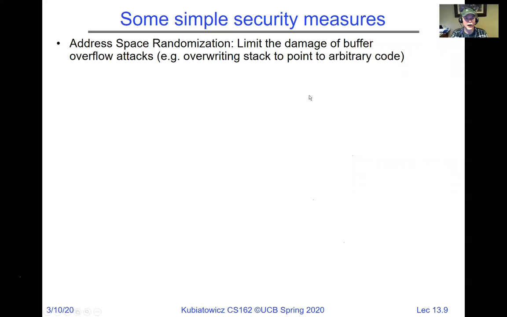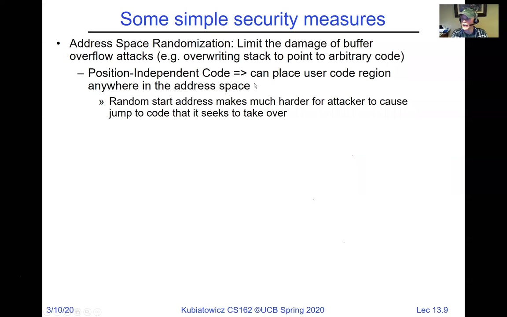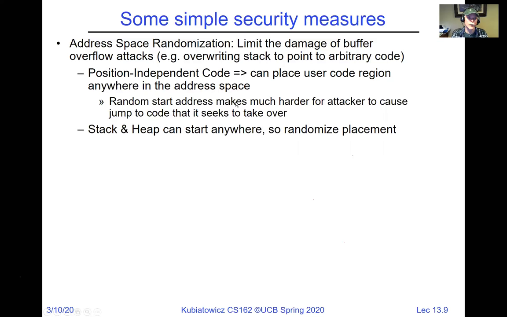And so one of the ways that modern systems work against that is they randomize the placement of where binaries and stacks and heaps are as a way of making it very hard to do these kind of buffer overflow attacks. And so to do that, typically you need to have code that can run anywhere, and so you can build essentially position independent code where you can have just a random start address, and as a result, the things that an attacker might try to insert into a stack once they've taken control are much harder to figure out because the code that they're trying to jump to is different every time they attack. The stack and the heap can clearly start anywhere, so you can randomize the placement of those, and by and large, these are pretty good countermeasures. They don't entirely prevent buffer overflow attacks, but they make them much more difficult, and they're easy enough to do once you've got memory mapping.